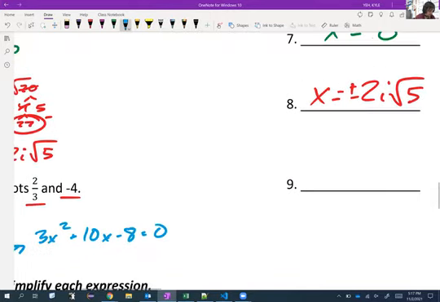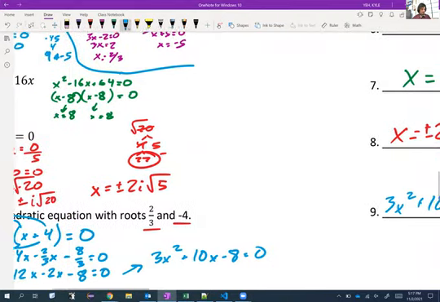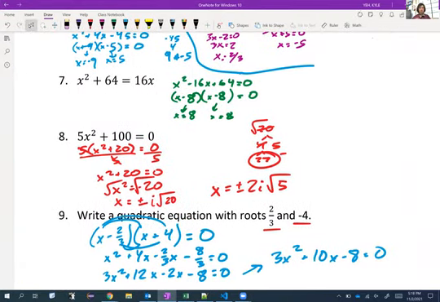As I said, it could look a little differently, like if we didn't multiply everything by 3. But that right there is a quadratic equation, has the x squared, that has roots 2/3 and -4. And we kind of reverse engineered it. We started with the roots, we wrote the factors, then we made it look like standard form.